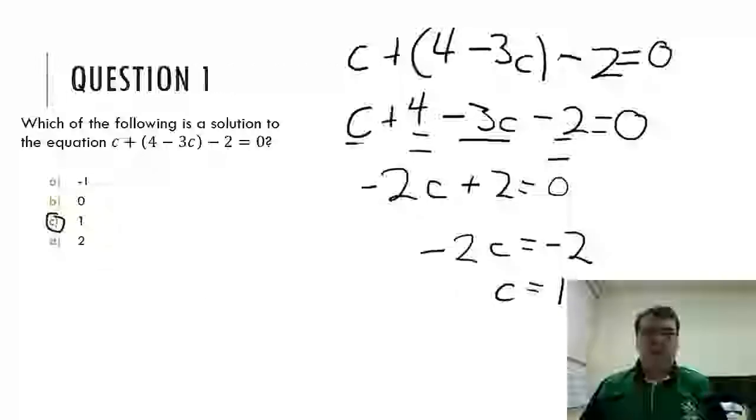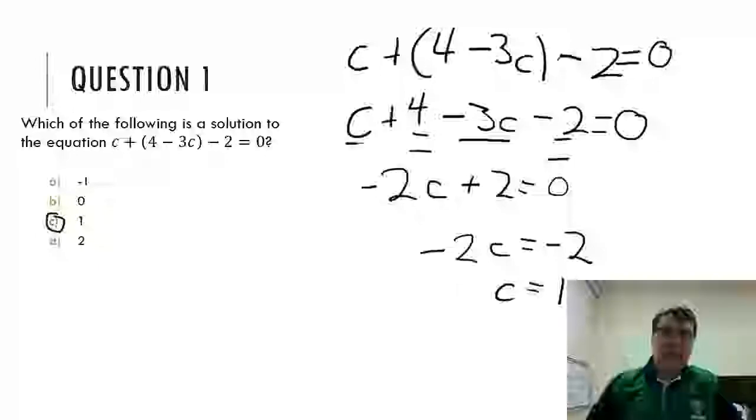So let's start with the first question. The first question says, which of the following is a solution to the equation c plus 4 minus 3c as a quantity, so it's inside of parentheses, minus 2, and it's equal to 0. So here's what we're going to do.